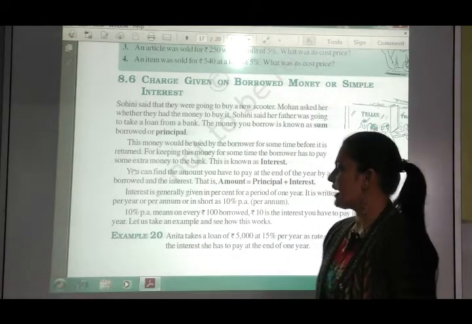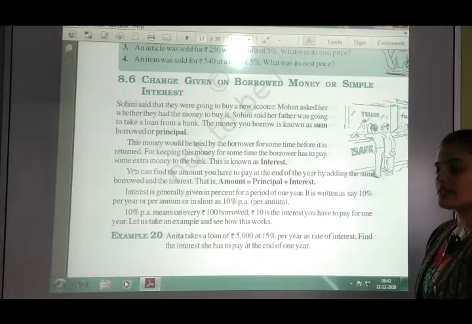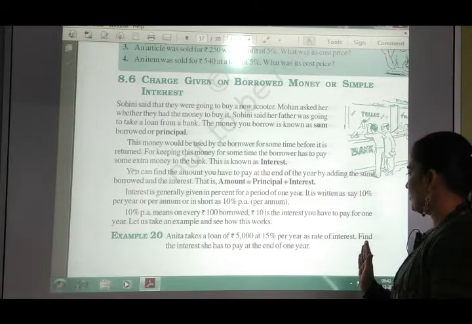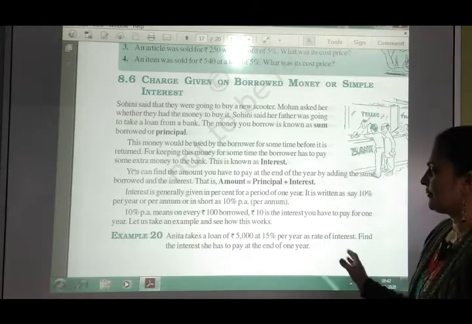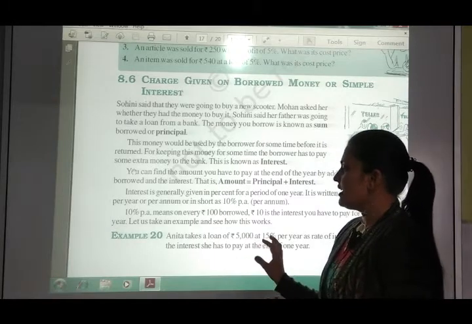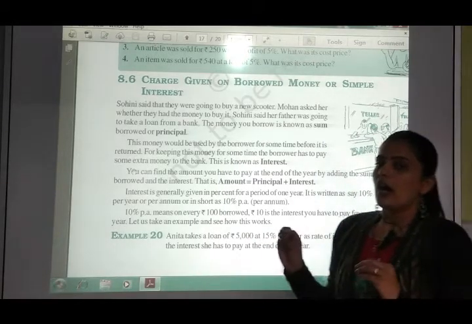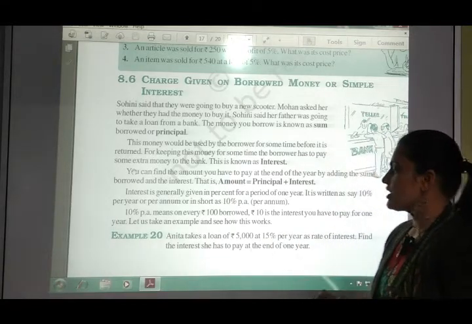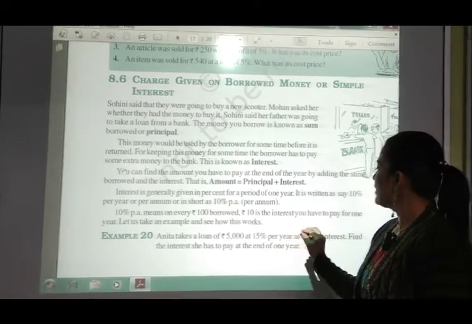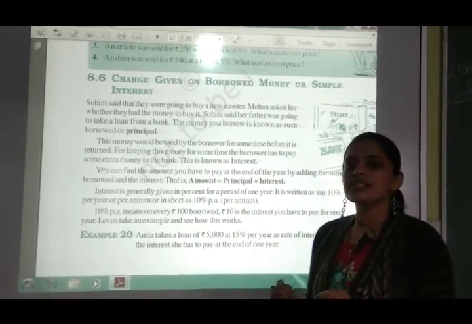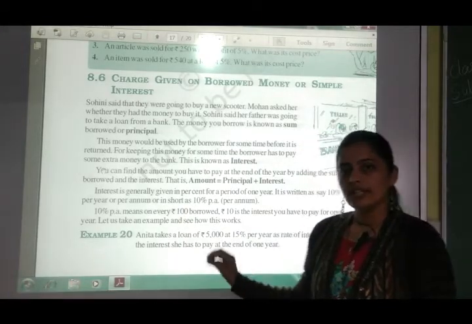Now here the example is that Anita takes a loan of rupees 5,000 at 15% per year as rate of interest. Find the interest she has to pay at the end of 1 year. How much money is she taking? 5,000 she is taking as a loan from the bank. How much per year? 15%. Rate of interest is 15%. What you have to find out? You have to find out the interest.